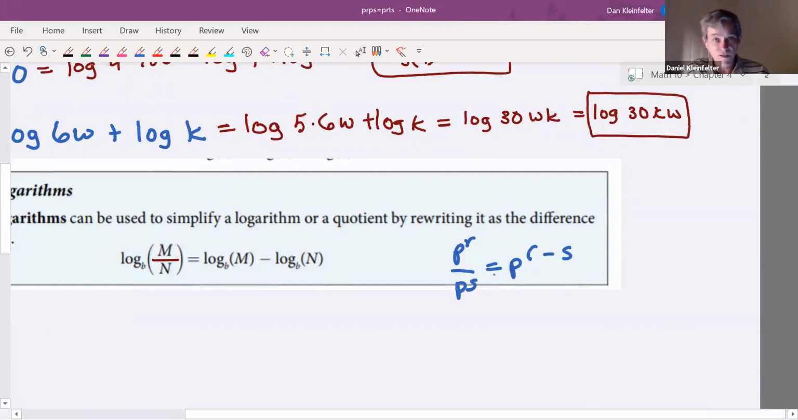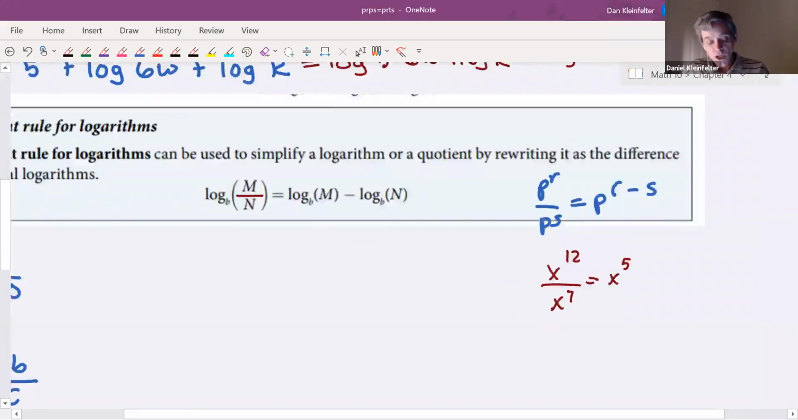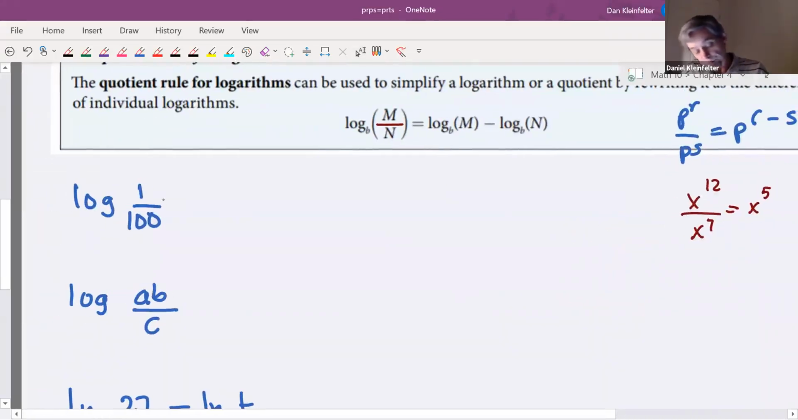And again, this reminds me of this exponent rule. If you are dividing and you have two powers of the same base, then you end up subtracting exponents, right? Like if you had x to the 12th power divided by x to the 7th power, you would simplify that to be x to the 5th power, right, by subtracting exponents. So that's what we'll do here.